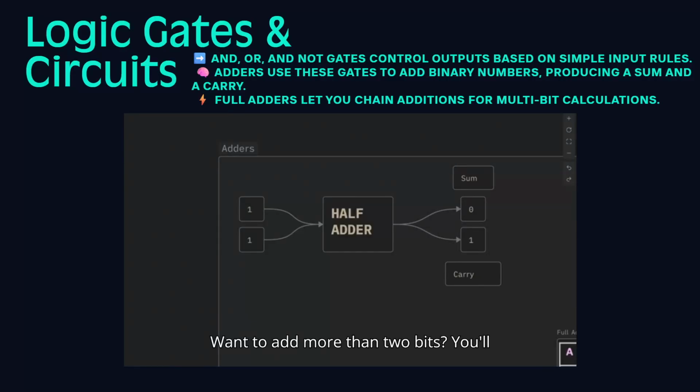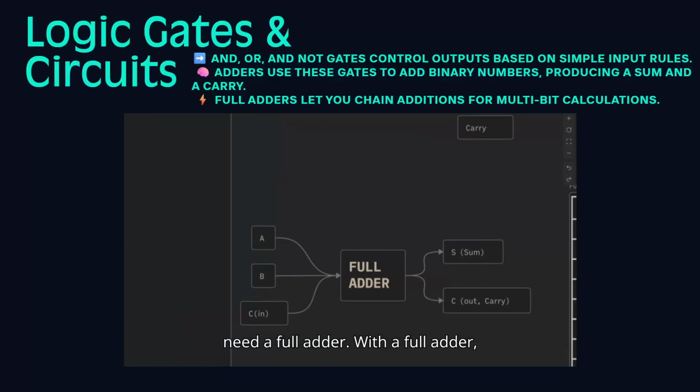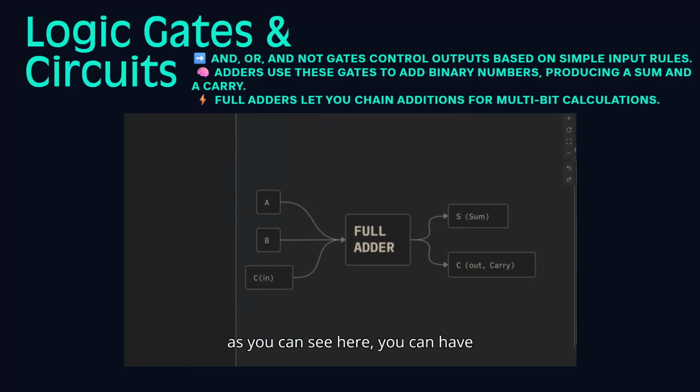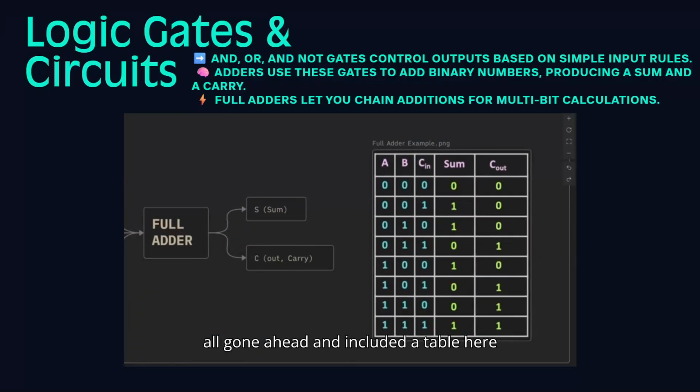If you want to add more than 2 bits, you'll need a full adder. With a full adder, as you can see here, you can have an input of A, an input of B, and a carry over from a previous operation. This lets you chain additions together beyond what a half adder can do. You still get a sum and a carry out as well, and I've gone ahead and included a table here of the possible outputs that you can get with these combinations, so you can go ahead and take a look.